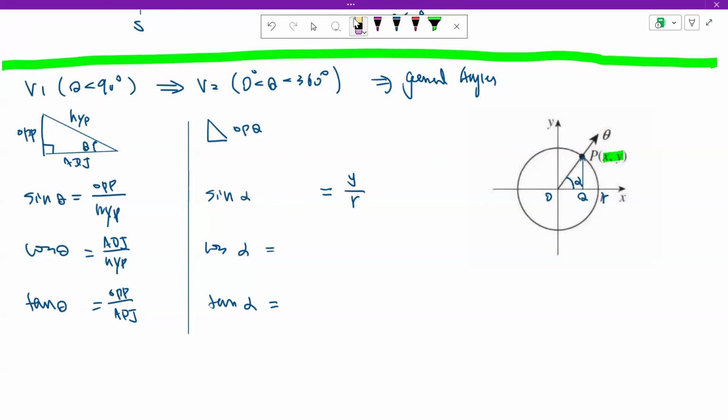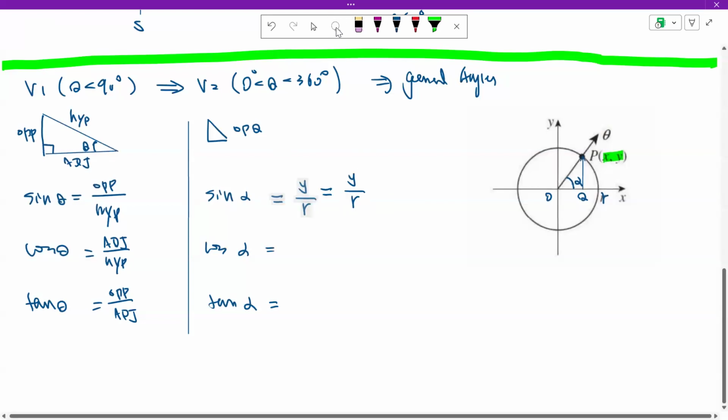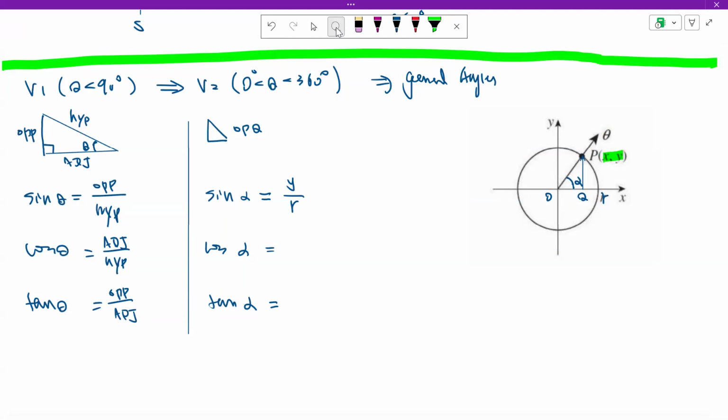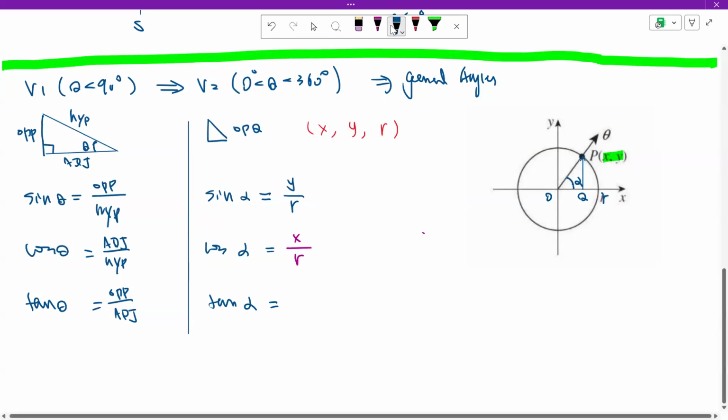That means we are able to rewrite the formula not in the opposite, hypotenuse, adjacent framework. We are now in the framework of X, Y, R. We're using X, Y, R to replace the previous definition. So sine is Y over R. What about cosine? Cosine is OQ divided by R. What is OQ? OQ is X. So cosine is X divided by R. What about tangent? Tangent, you just do a ratio.